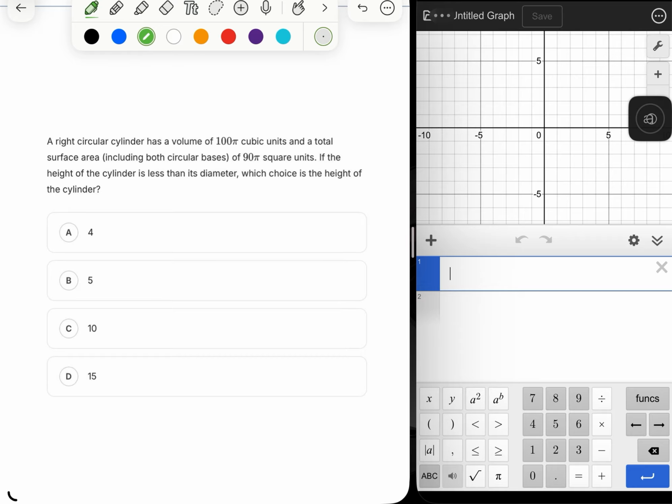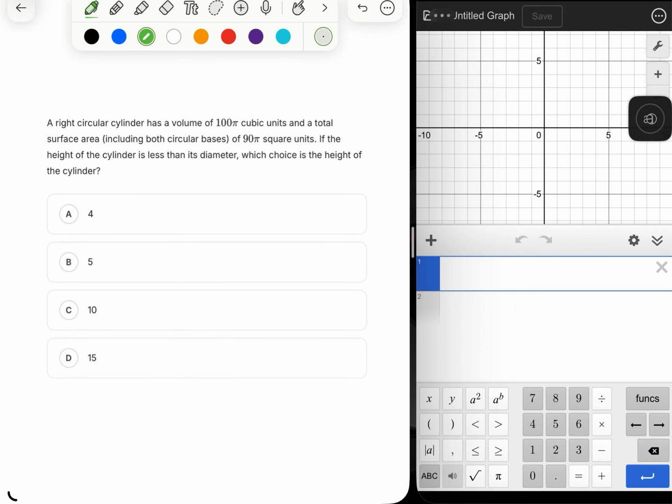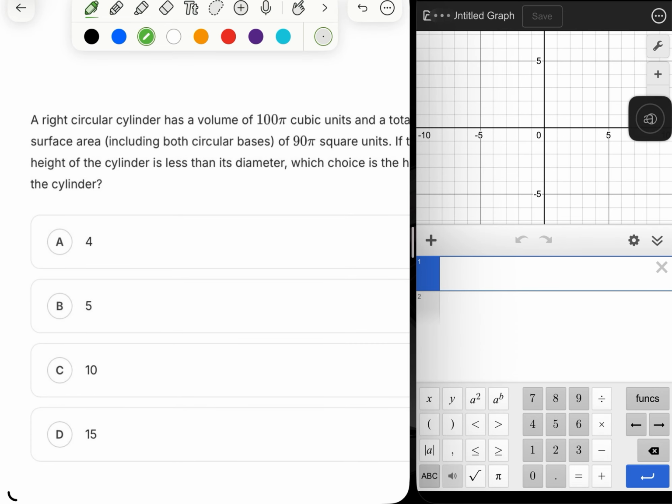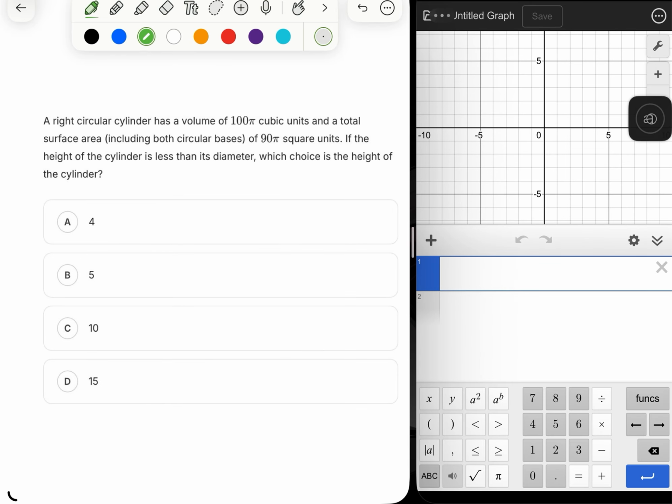But before I dive in, please give this a try yourself. Okay, so here we have a right circular cylinder that has a volume of 100 pi and a total surface area of 90 pi. If the height is less than its diameter, which choice is the height of the cylinder?